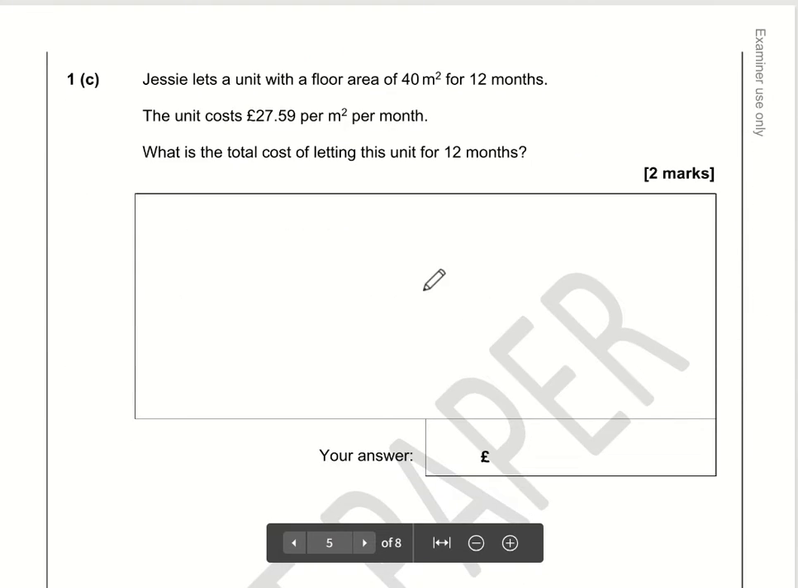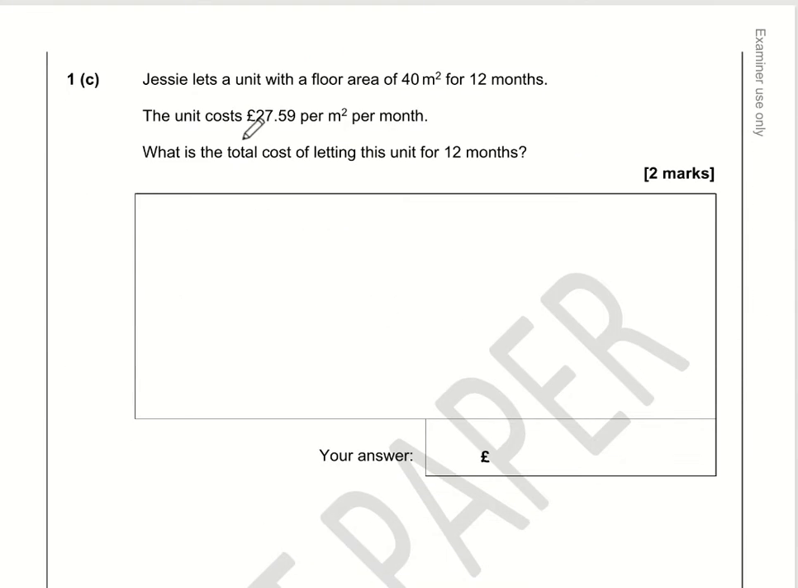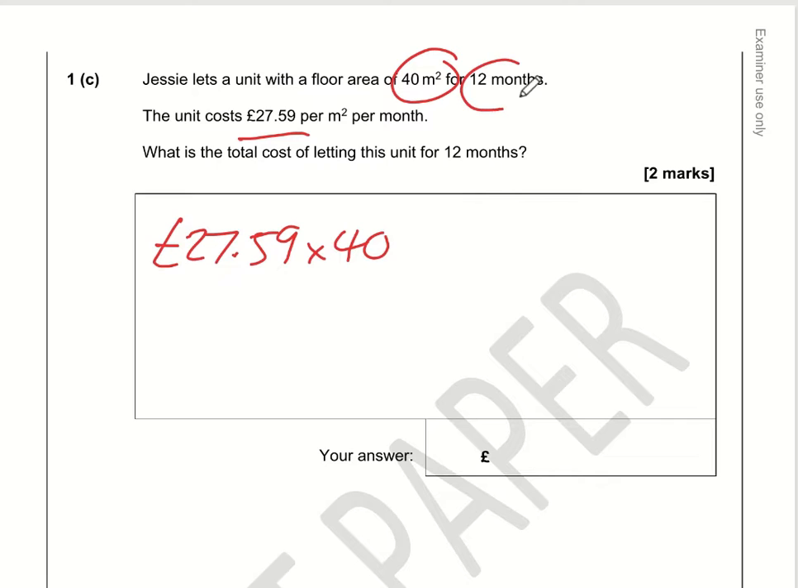Okay, so this question is relatively straightforward. So it's this price per square metre. She's got 40 square metres, so it's going to be £27.59 times by 40, and that's for 12 months, so multiply that by 12, and we get 13243.20. No catches in that one, relatively straightforward.